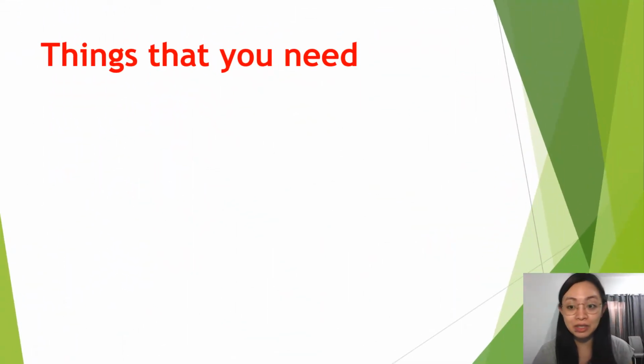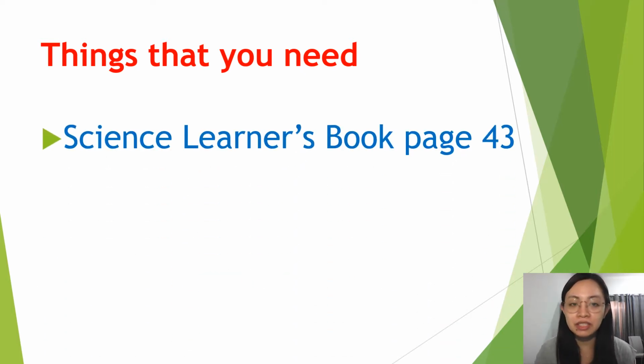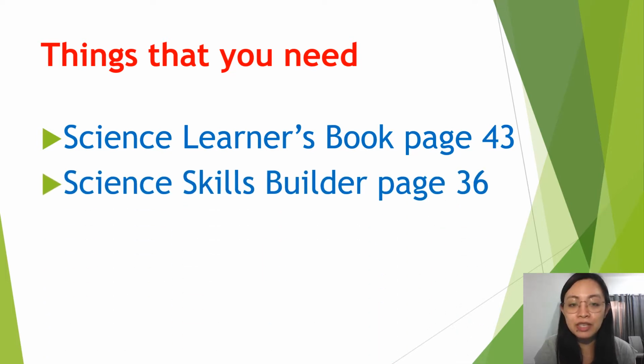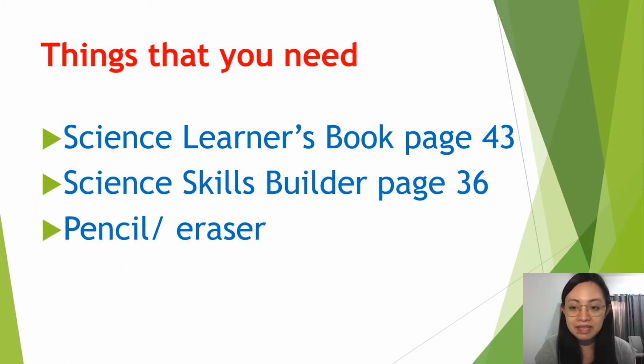These are the things that you need. So you need the following things, okay? Before you continue this video. First, you need your science learner's book on page 43, your science skill builder on page 36, pencil and eraser. So make sure, kids, that every time you watch or start the video, you should prepare your things first, okay?